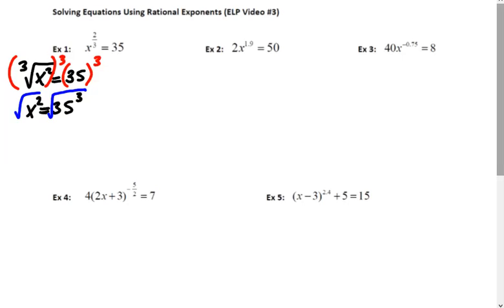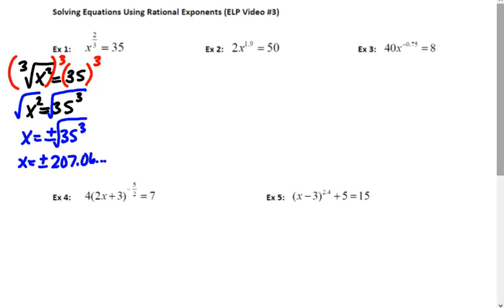But since I am taking an even root, I have to remember that there are two possible values for x that could give me a positive 35 cubed, one positive and one negative. So x has to be equal to plus or minus the square root of 35 cubed. So x ends up being plus or minus 207.06. If you do plus or minus the square root of 35 cubed on the calculator, that's what you get.